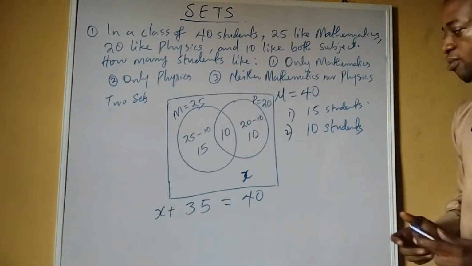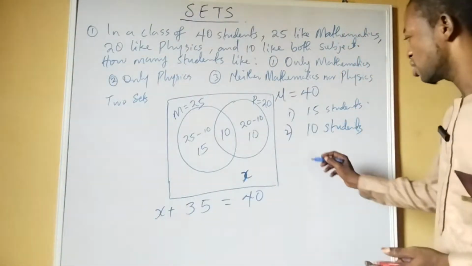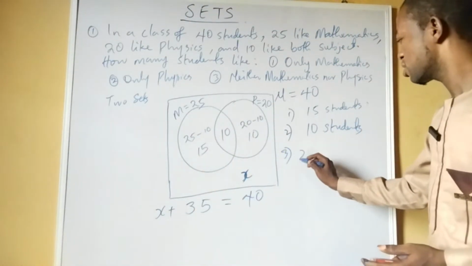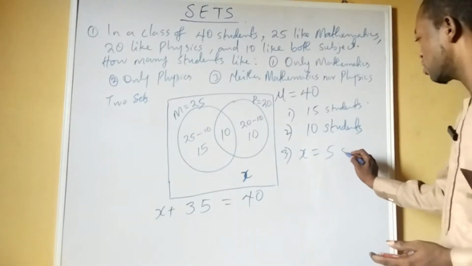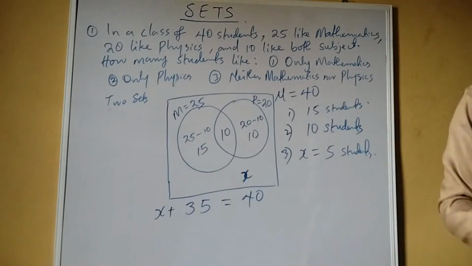And easily we can solve this. Just take 35 here and get your X. It means that X is now equal to 5. That's 5 students. So 5 students like neither of the two subjects.